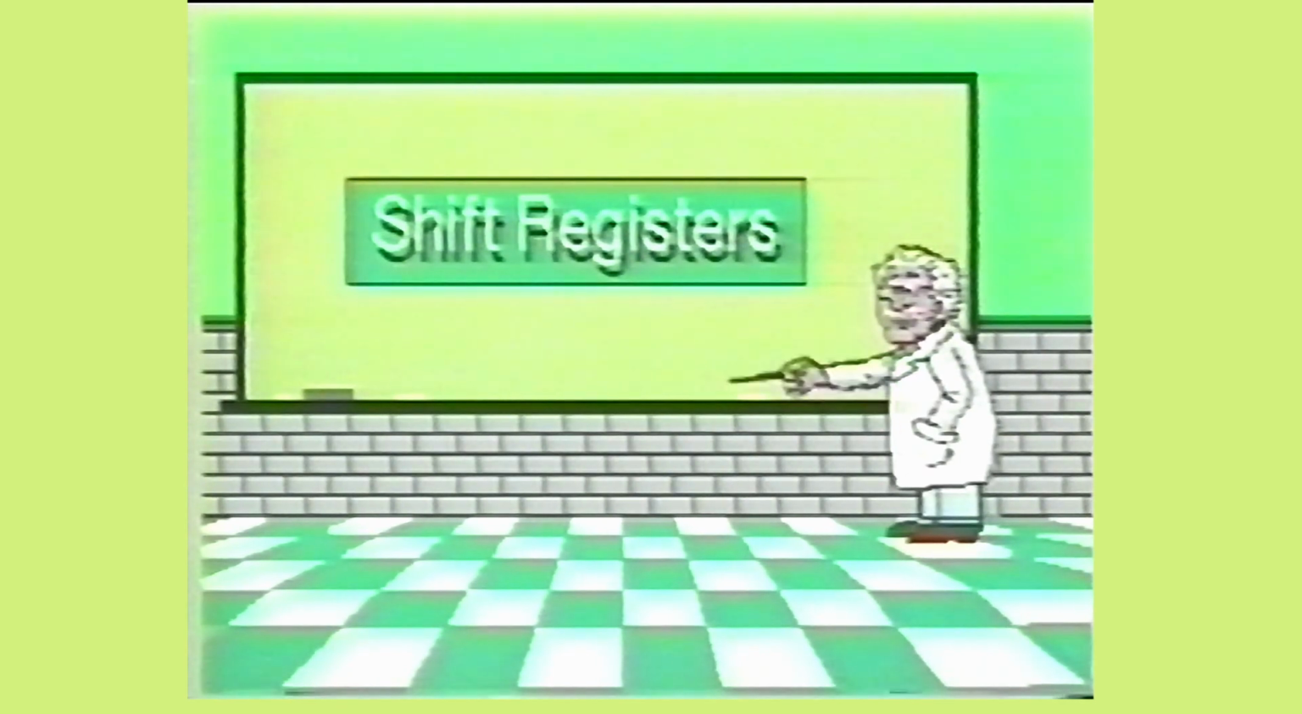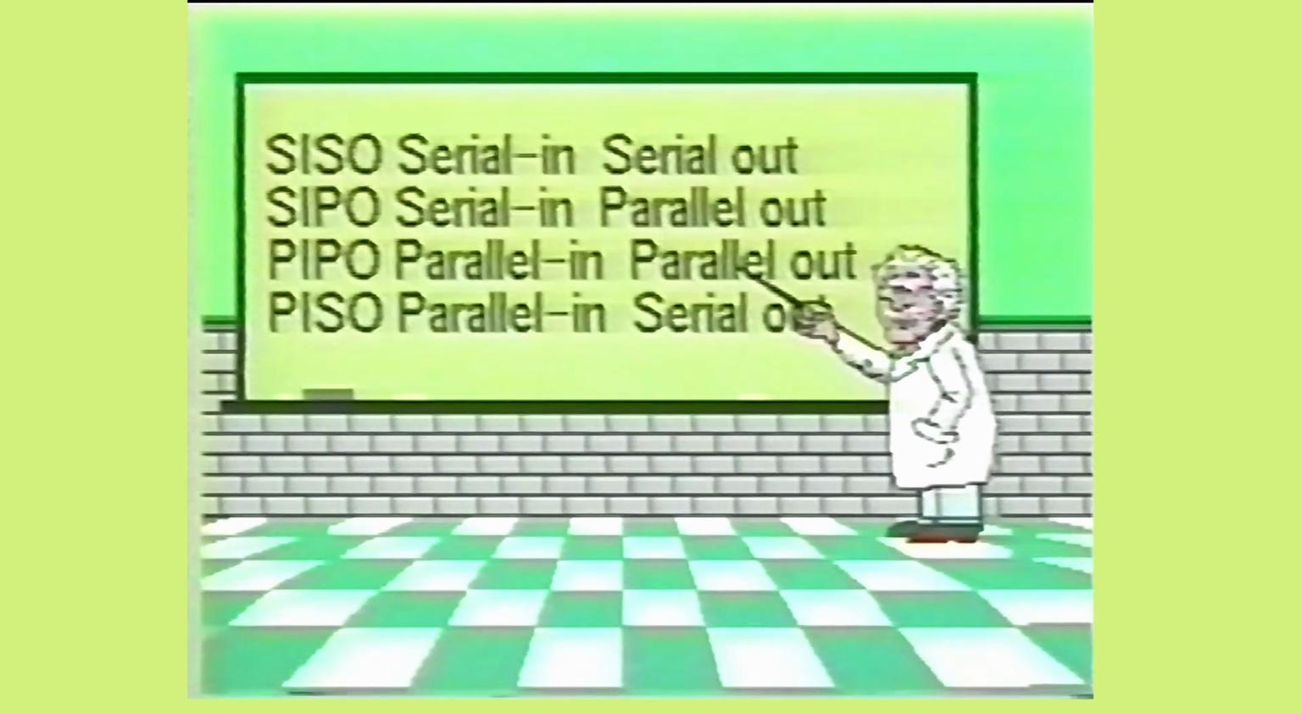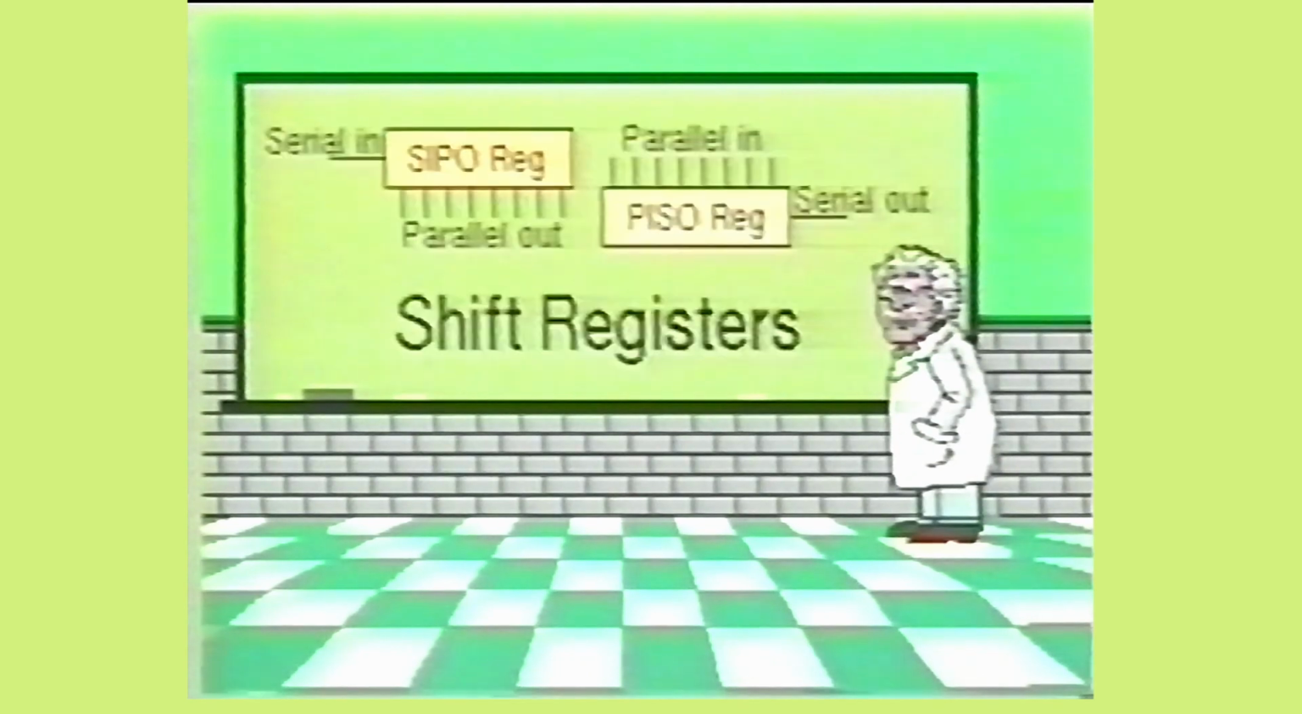The most common storage register is the shift register. Shift registers are generally classified by the method in which the data is input and output to and from the unit. The most common shift registers found are the serial in, serial out, serial in, parallel out, parallel in, parallel out, and parallel in, serial out. Shift registers may be used to convert serial data into parallel data, or to convert parallel data into serial data.